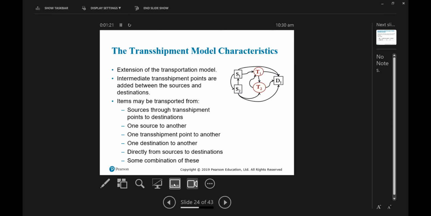And the items may be transported from one source through transshipment. In other words, this diagram illustrates that the S's are the sources, the T's are the transshipments, and then the D or D's could be destinations. You may have several destinations, but this one is just showing you where you have one destination.